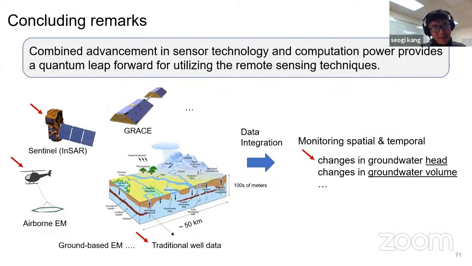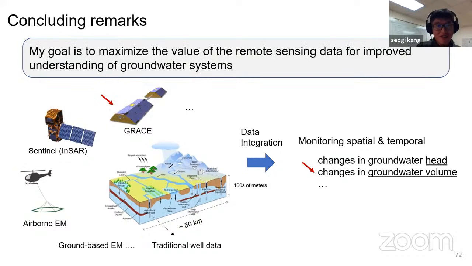And this combined advancement in sensor technology and computational power provides a quantum leap forward for utilizing the remote sensing techniques. And today I have shown two major examples using InSAR data and the airborne EM technique, to monitor spatial and temporal changes in groundwater head, but there can be many other remote sensing data and techniques, so it can be expanded for changes in groundwater volume by using GRACE data, for instance.